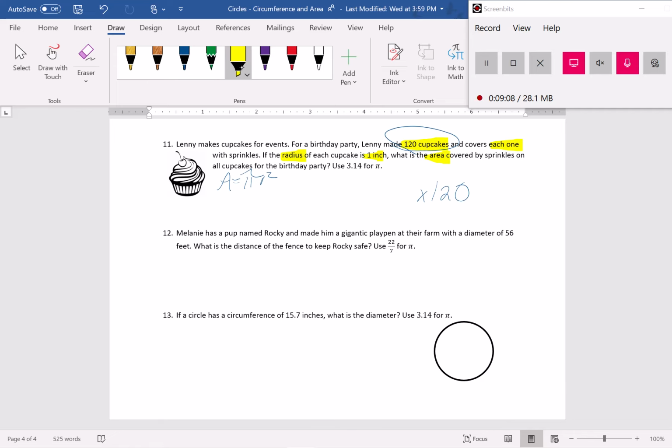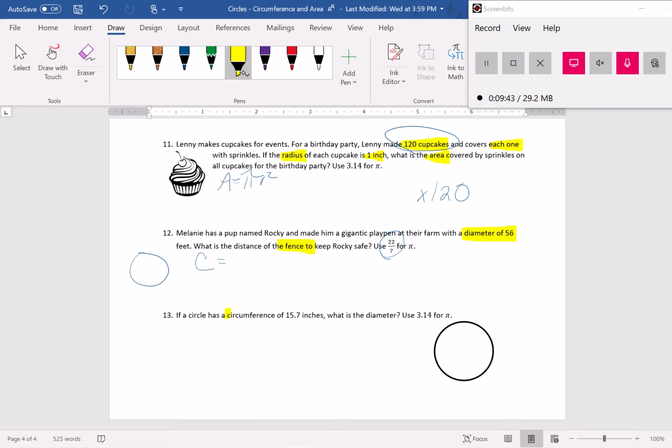Melanie has a pup named Rocky and made him a gigantic playpen at their farm with a diameter of 56 feet. That really is a huge playpen. What is the distance of the fence to keep Rocky safe? If it's a fence, it's going around the outside. You need circumference. Again, fraction. Easier if you can do it with the fraction. Please try to do it with the fraction.